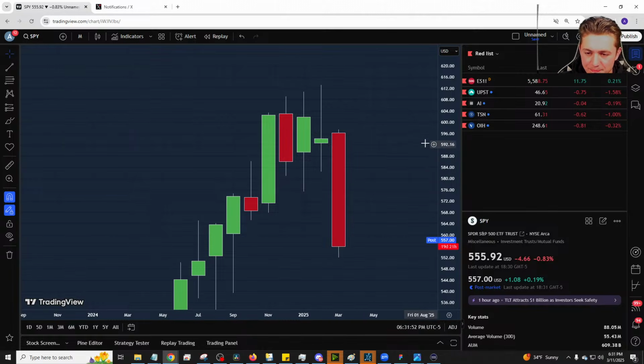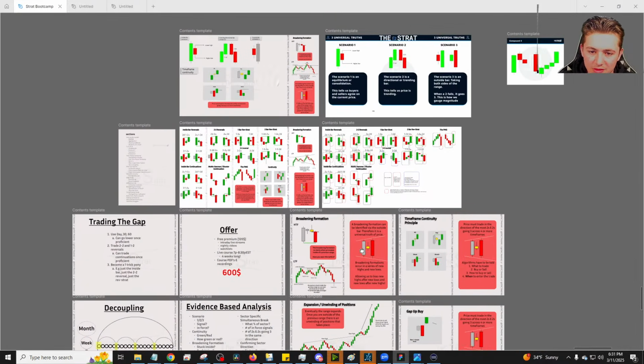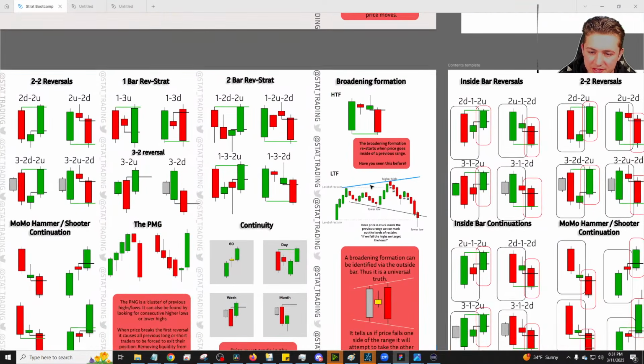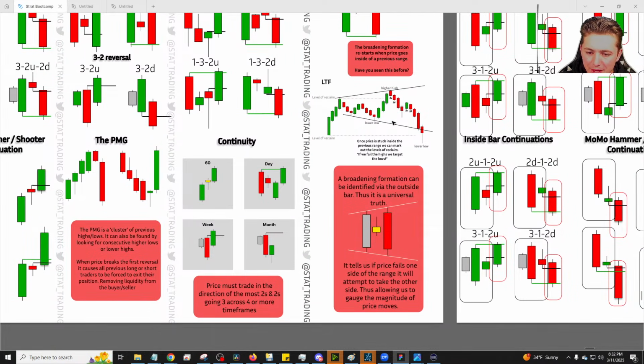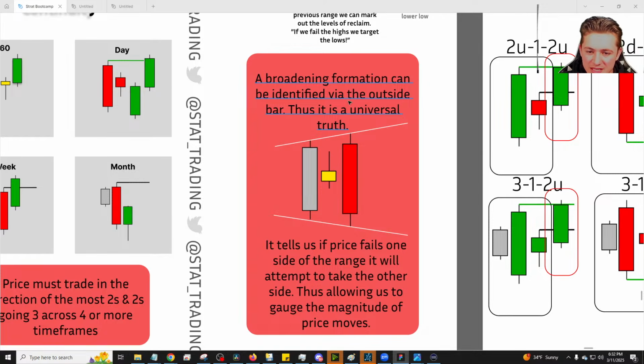And what this means is this. We're going to pull up our little doodle in here like so. So the broadening formation can be identified because the outside bar exists, which makes it a universal truth of how price works. Because if price only trades in 3 scenarios, one of those scenarios is it's going sideways, and another one of those scenarios is that it makes a broadening formation by going an outside bar. We want to know what a broadening formation is. It's one of the 3 things price does.